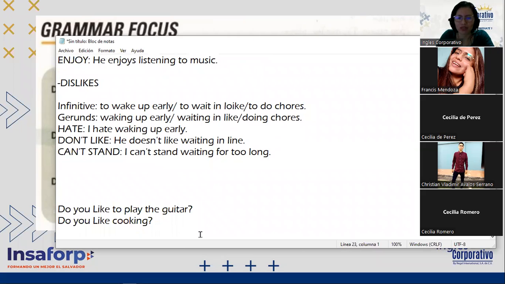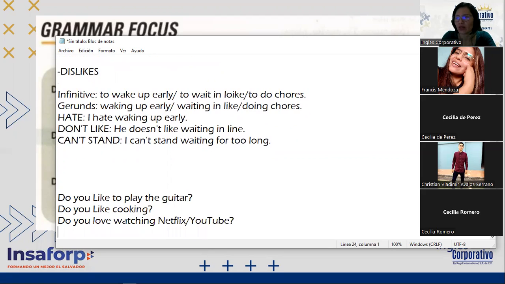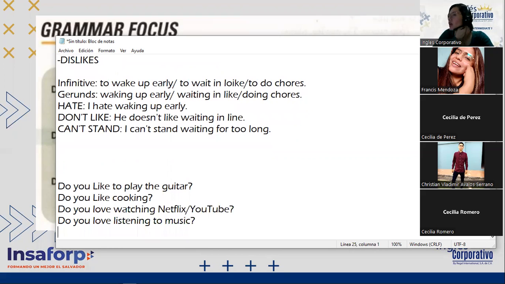Entonces, what about love, guys? Do you love what? Do you love listening to music? But do you love watching Netflix or YouTube? Voy a terminar la que empecé. Y me dijo ahí usted, do you love listening to music, verdad? Yes. Muy bien. Do you love listening to music? Muy bien. Very good. Enjoy, right? With enjoy. Do you enjoy? ¿A qué actividades? Do you enjoy what?